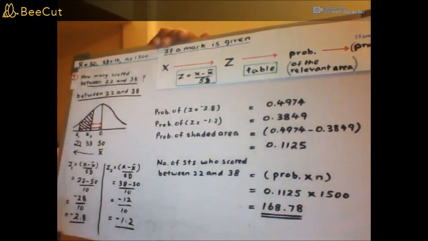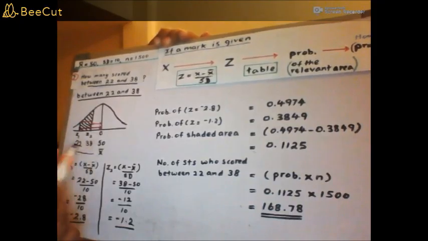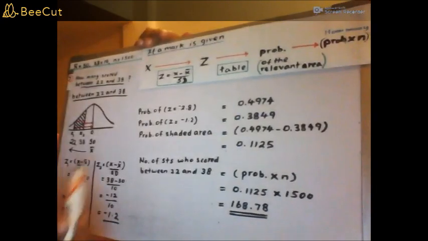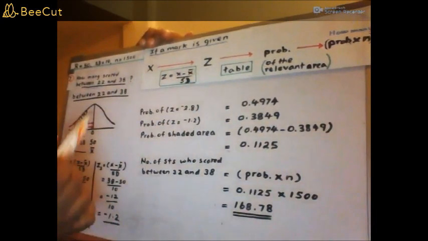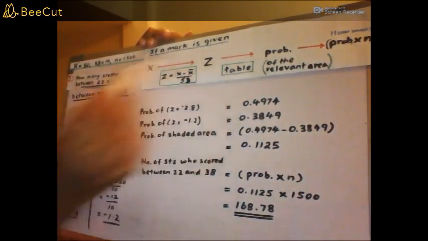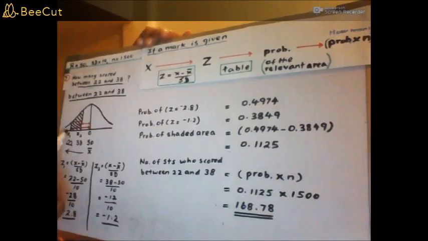So when we calculated Z1, it is minus 2.8. Why minus? It's below the average. 22 is below 50, so you have to put minus 2.8 here. Then Z2 is minus 1.2. Put minus 1.2. So once we have calculated the Z value, then by using the table, we can find the probability of the relevant area. This one. So Z1, we know that Z value, minus 2.8.